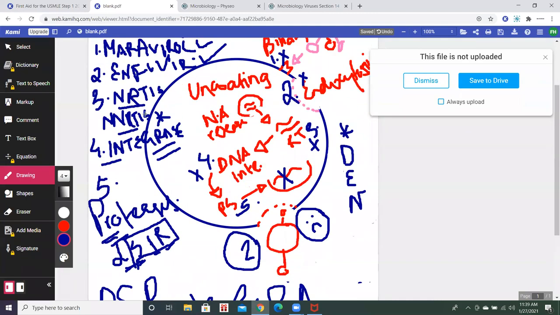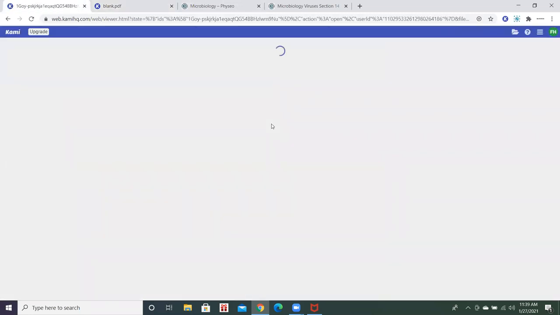The rest of the drugs are obviously the reverse transcriptase inhibitors. Out of the reverse transcriptase inhibitors, you have nucleoside and non-nucleoside. It is easier to remember the non-nucleoside because there are only three of them. That is DEN: delavirdine, efavirenz, and nevirapine. The rest of the drugs are nucleoside reverse transcriptase inhibitors. That is abacavir, emtricitabine, lamivudine, stavudine, zidovudine, tenofovir. So that is the best way you can remember the drugs. Are we clear? Yes or no? Have you understood this?